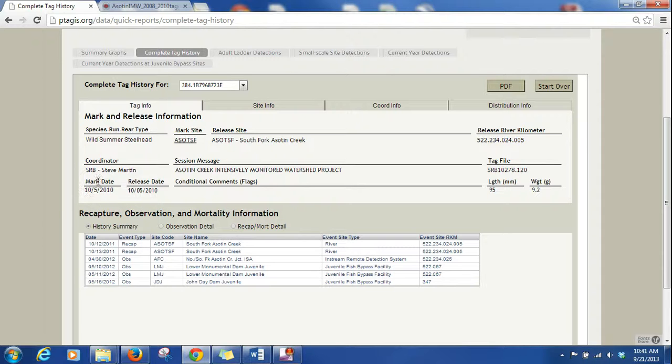in 2010. And since 2010, it has been recaptured in the South Fork of the Asotin in 2011 on 2 subsequent days. Then it was observed passing an in-stream antenna just below the junction of the North Fork and South Fork Asotin in 2012, and then it was heading downstream. It went past Lower Monumental Dam. On 2 subsequent days, it was detected at Lower Monumental, and then it was detected at the John Day Dam. That was the last time it has been seen.